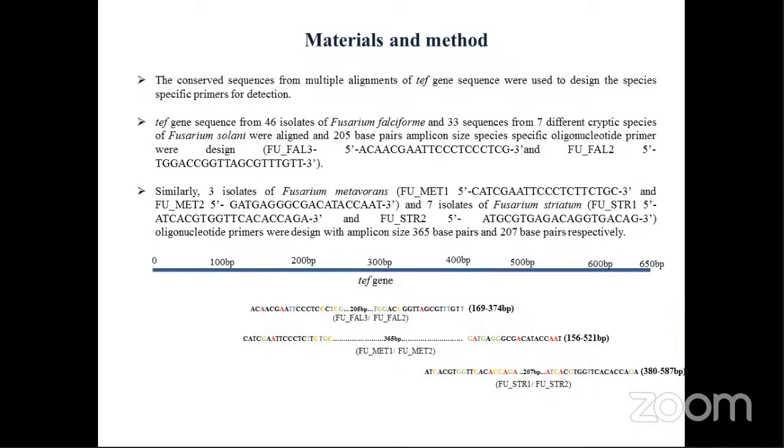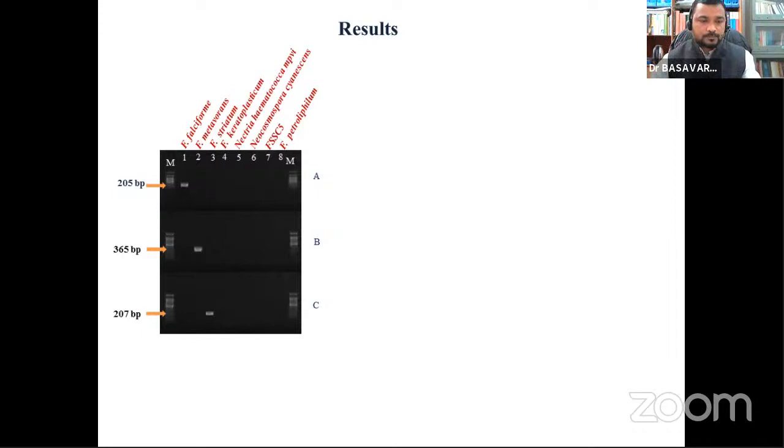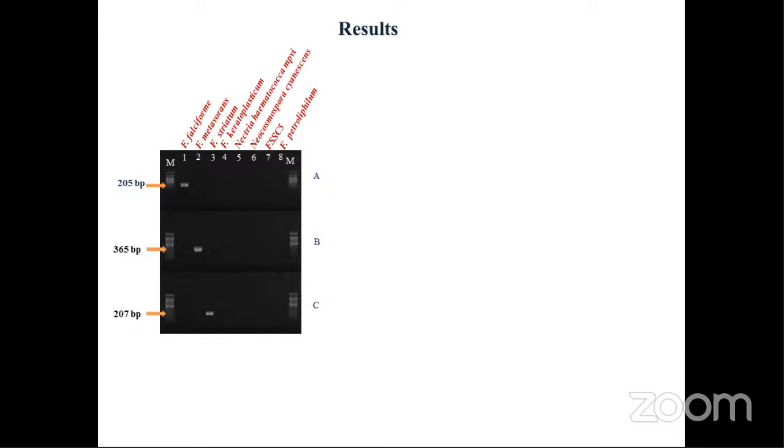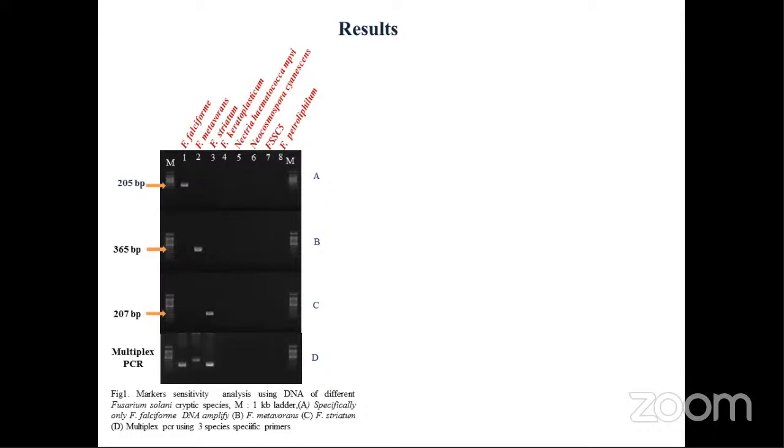After the development of the markers, our main aim was sensitivity analysis and specificity analysis of the markers. For specificity analysis, we tested PCR against 7 different cryptic species of the Fusarium solani species complex. We found amplification only within the specific species, around 200 base pairs for Fusarium falciforme, 365 base pairs for Fusarium metavorans, and 207 base pairs for Fusarium striatum. Furthermore, we analyzed specificity using multiplex PCR, and we also found a single band amplified only within the specific species.